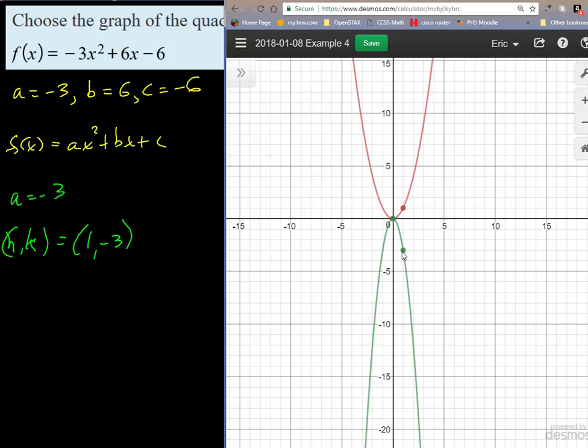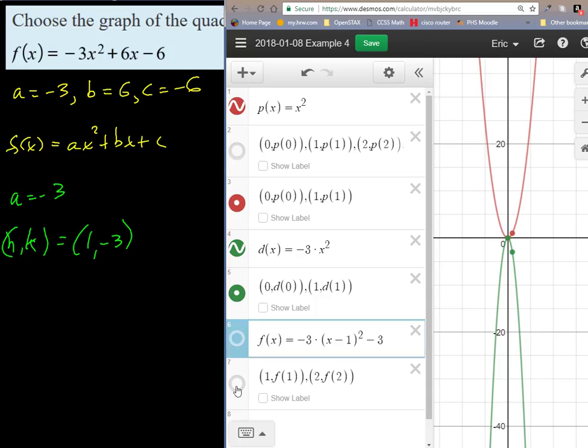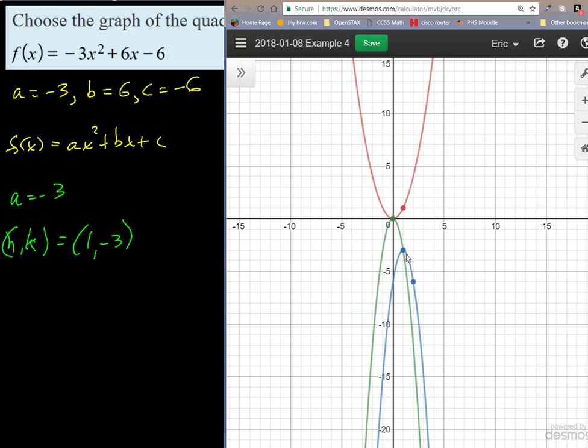We stretched it and we reflected it because it's negative, right? Now we're just going to translate it. So we're going to take our green dilated graph and we're going to go where? Over 1, right 1, down 3. Down 3, and we're done. That's it, right? Okay, so there it is. That's our answer, right? The blue one's our answer. Okay, that makes sense? Okay.